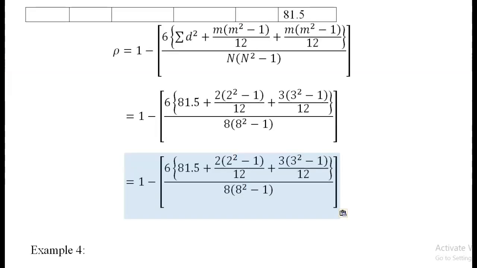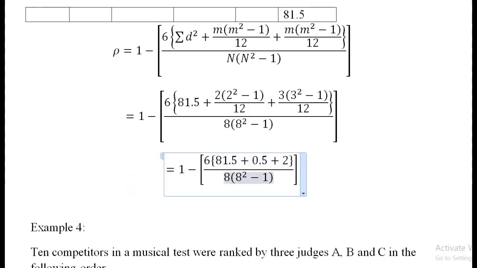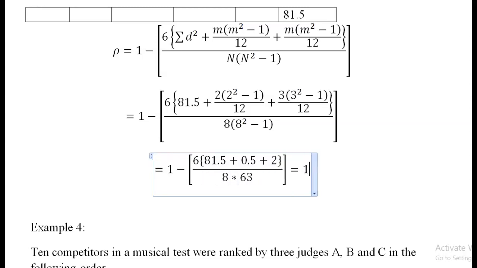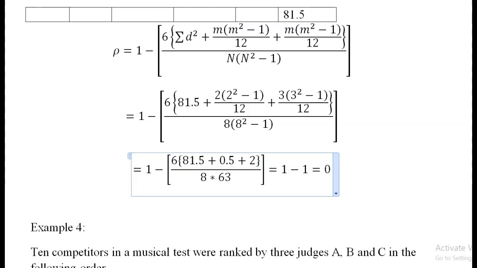So which is equal to 1 minus 6 times 81.5 plus 0.5 plus 2 divided by 8 into 63. So upon simplification, we will get the value as 1 minus 1, which is equal to 0. And therefore, the correlation coefficient is 0. Therefore, we can say that there exists no relationship between the marks in accountancy and statistics secured by the students.